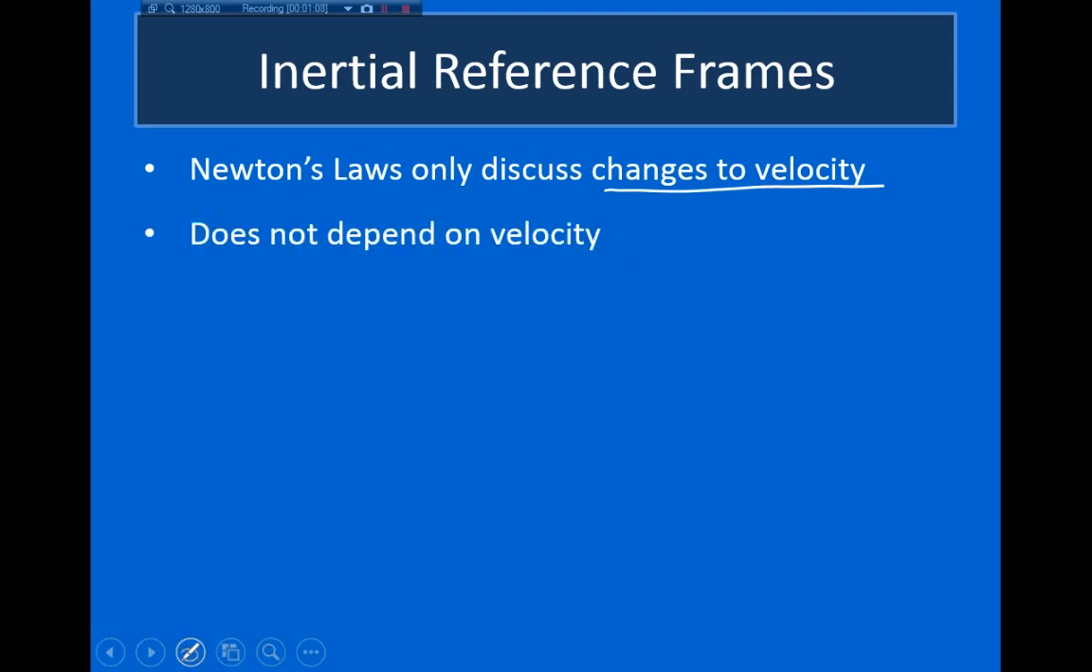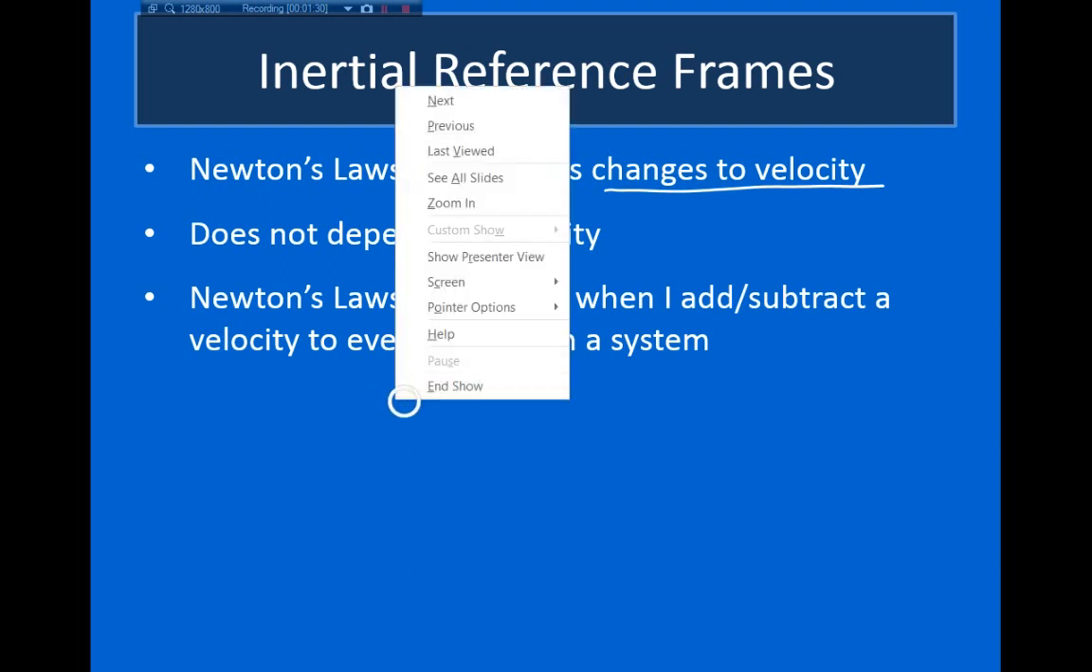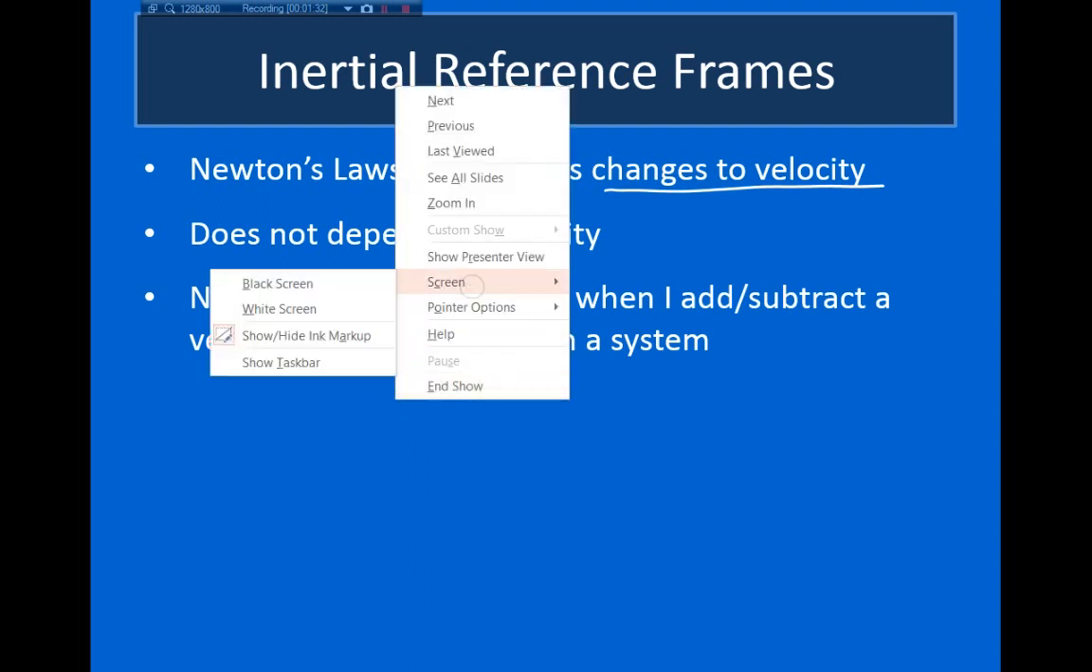So that's what I've just said: Newton's law does not depend on velocity, it only depends on the changes in the velocity. Now what this means is that if I add or subtract a velocity to every single particle in a system, then Newton's laws are still going to be the same, because the acceleration that I calculate is going to be exactly the same. Now why is this important, and what does it have to do with reference frames?